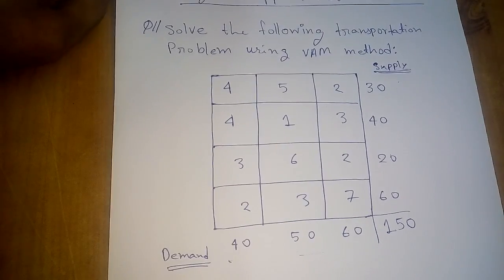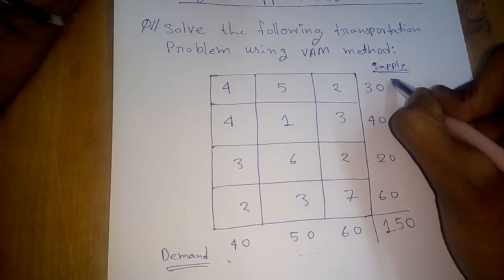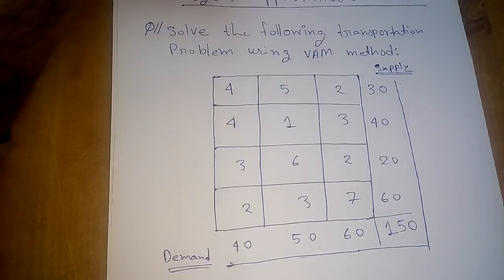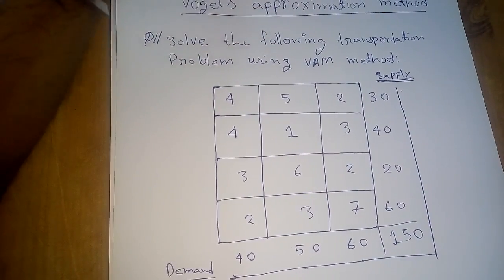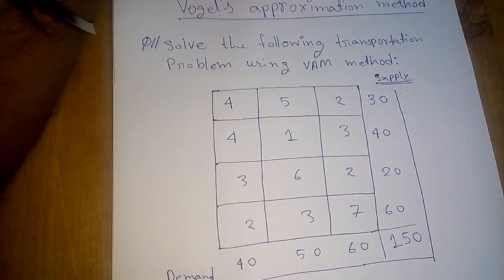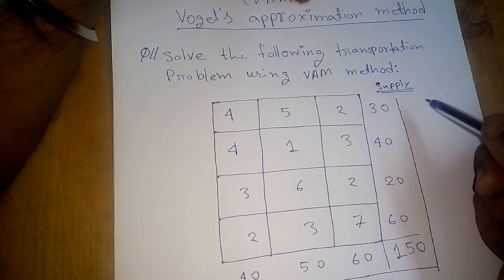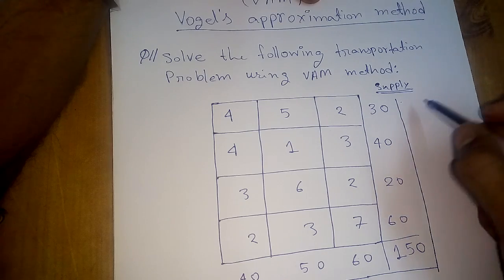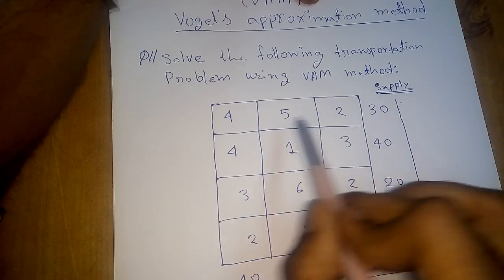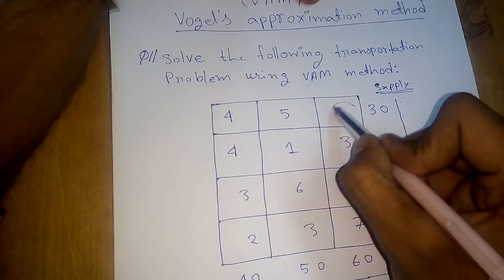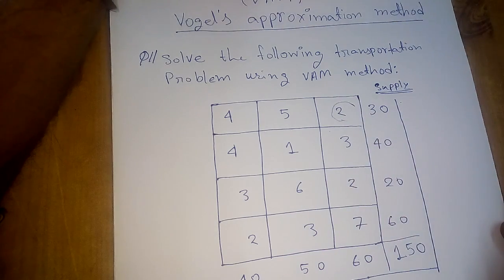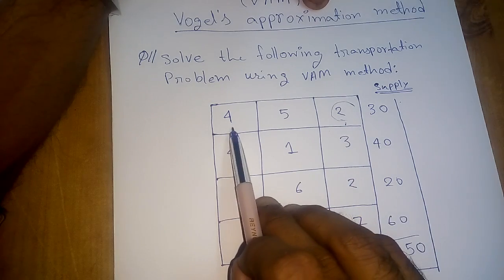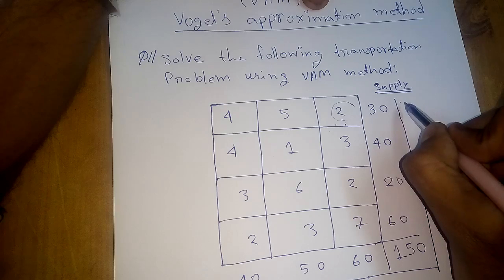So what we have to do, first we will check the minimum value at the first row. Here the minimum value is 2 and the greater value than 2 is 4. So the difference between 2 and 4 is 2.